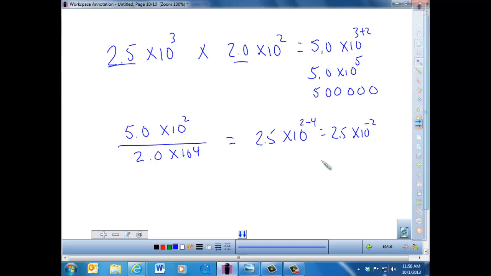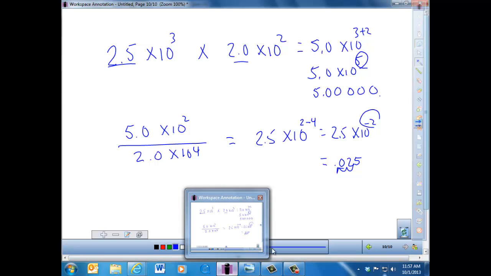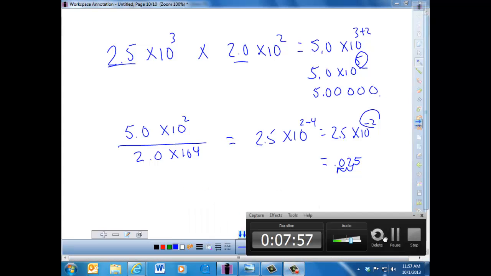What does that number look like? 0.025, right? 1, 2 places. That's what that means. This 2 means 2 places from here. Okay? You've got to get good with that, and the only way I know to do it is to practice.